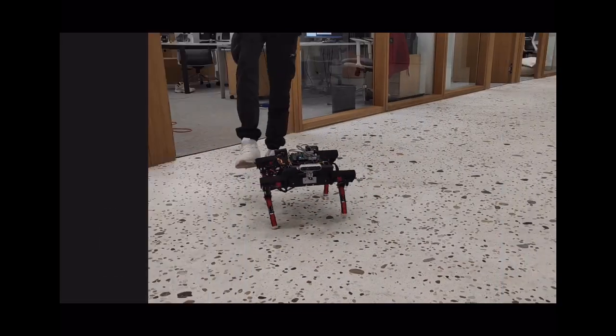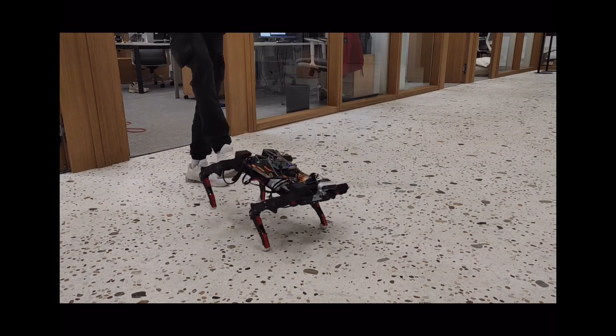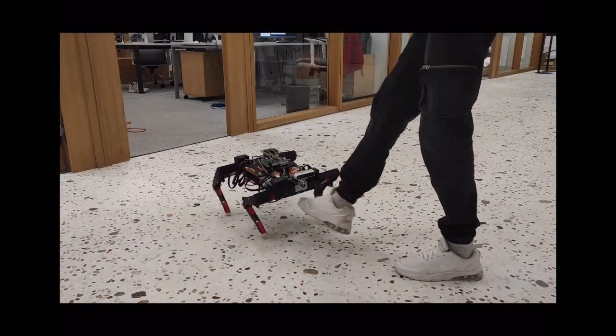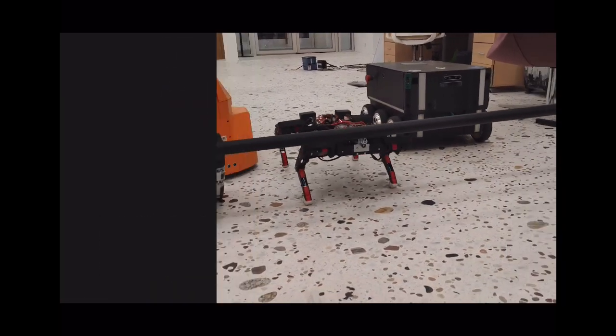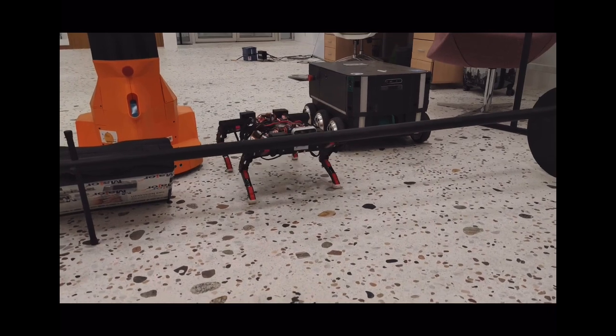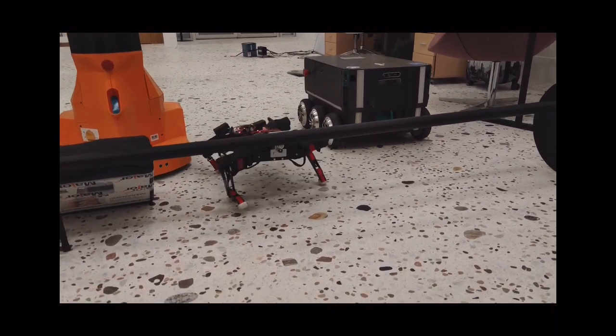As you see here, HyperDog can withstand external disturbances and overcome obstacles by changing its height, where other types of mobile robots cannot.